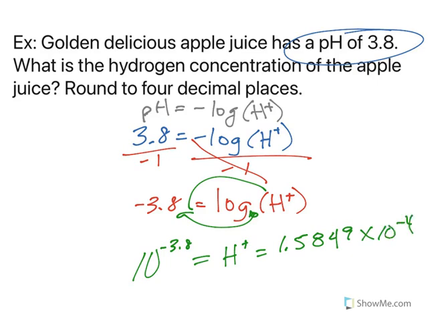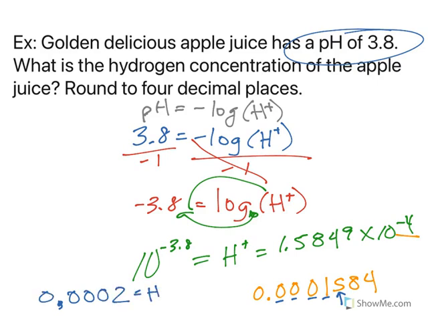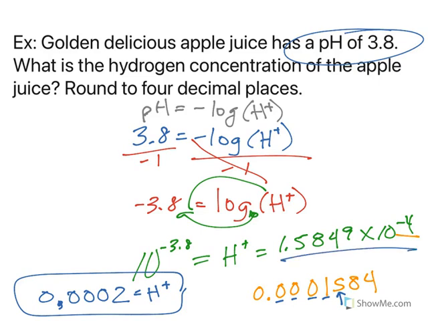It goes on and on. But if we want this as a decimal, remember changing scientific notation to decimal notation means negative 4, I'm going to move my decimal 4 places to the left. 1, 2, 3, 4. And that's where my new one's going to be. If I round this to 4 decimal places, the 5 tells me to round up, so 0.0002 would be my hydrogen concentration, or that rounded to 4 decimal places in scientific notation.